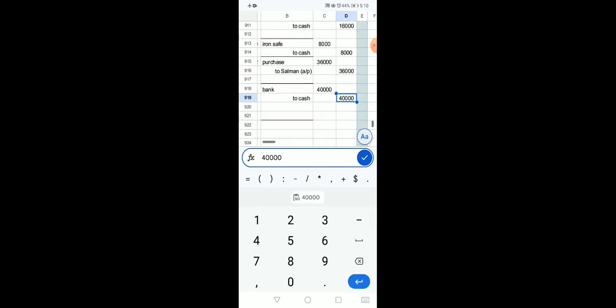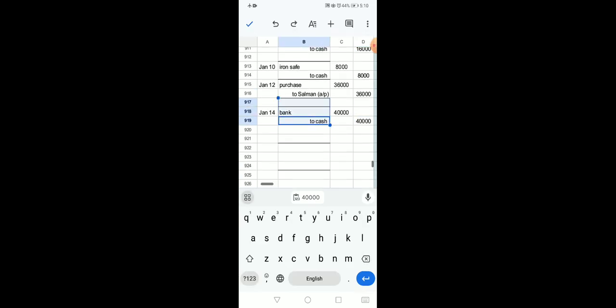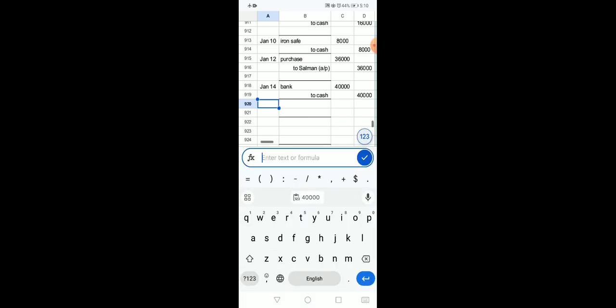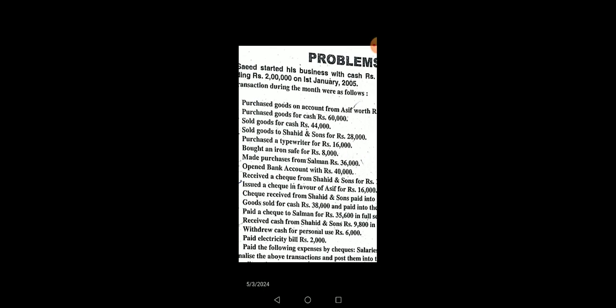As we know that in accounting, debit and credit sides are always equal. So here January 14 is completed. Now let's see what is next. January 16. So we are coming over here, January 16th entry. What is January 16 saying? Received a check from Shahid. Here we have received a check from Shahid for this much amount, and that's all.